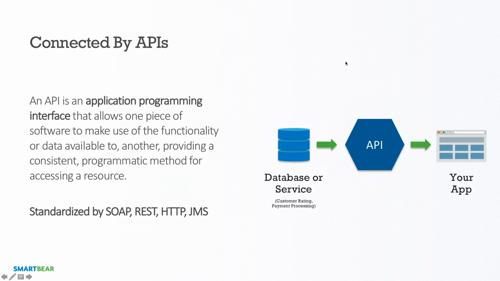At the end of the day, applications are connecting all of this. So what is an API? An API is an application programming interface, and it allows one piece of software to make use of the functionality or the data of another piece of software. It provides a consistent programmatic method for accessing the resource, and it's been standardized by protocols such as SOAP or HTTP REST JMS. As we see in the graphic, a database or service function communicates with that middle layer, the API, and then produces a response in your application.